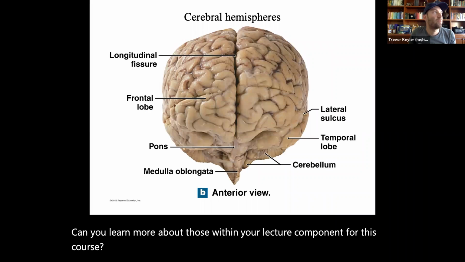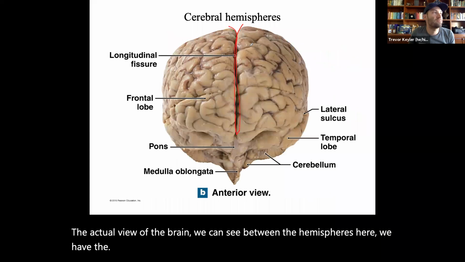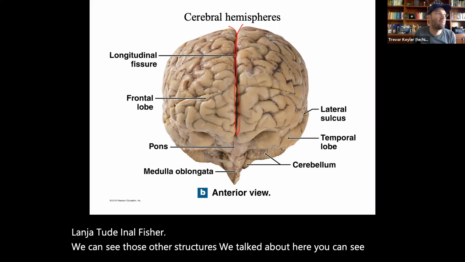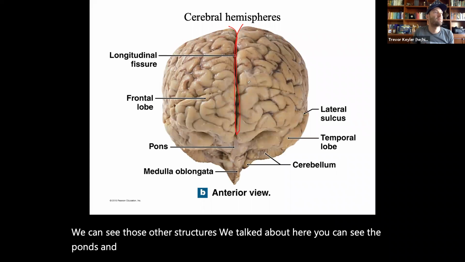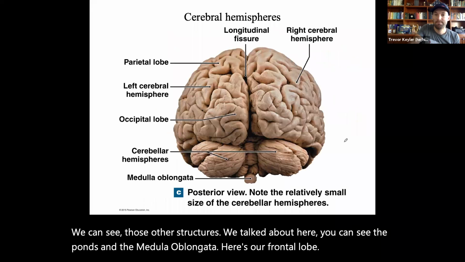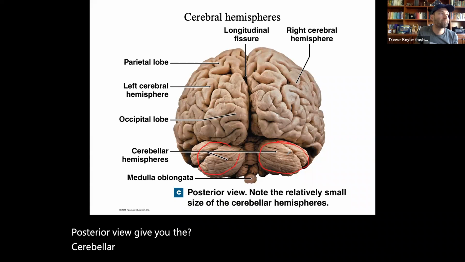It's an actual view of the brain. We can see between the hemispheres here, we have the longitudinal fissure. We can see those other structures we talked about here. You can see the pons and the medulla oblongata. Here's our frontal lobe. Posterior view, good view of the cerebellar hemispheres here. Here's your vermis.